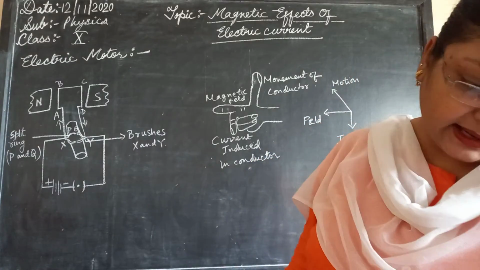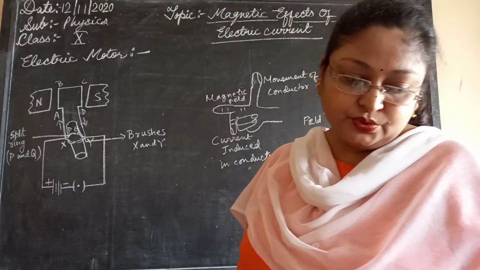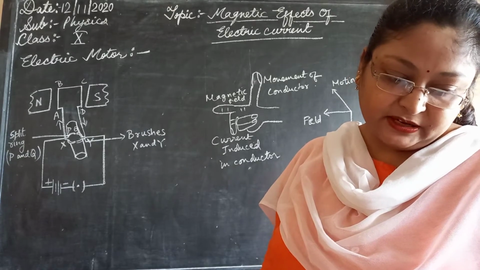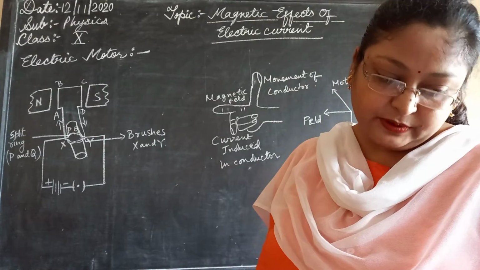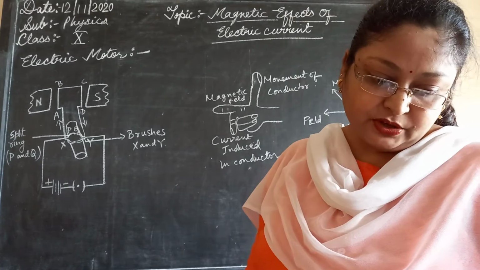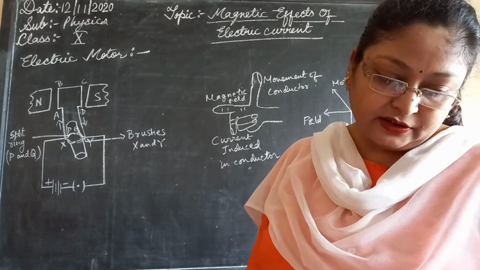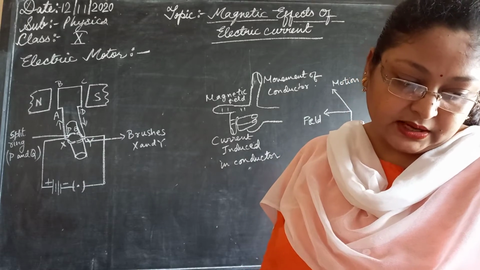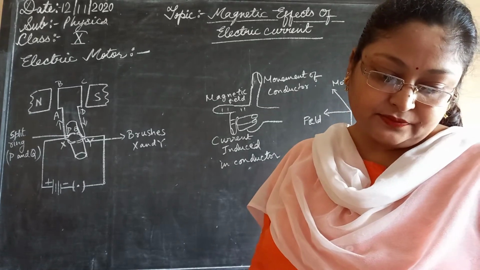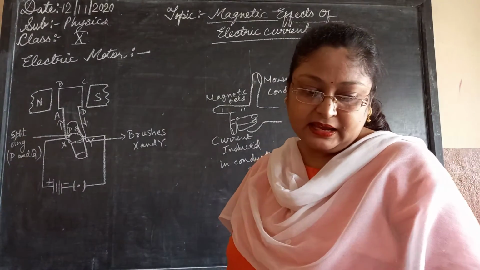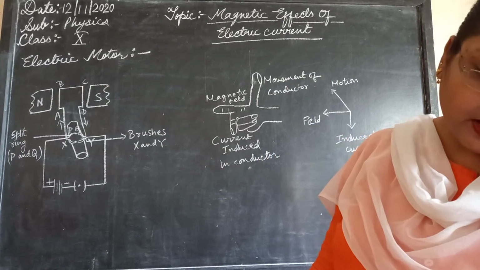Commercial motors use an electromagnet in place of a permanent magnet, a large number of turns of conducting wire in the current-carrying coil, and a soft iron core on which the coil is wound. The soft iron core plus the coil is called an armature. This enhances the power of the motor.